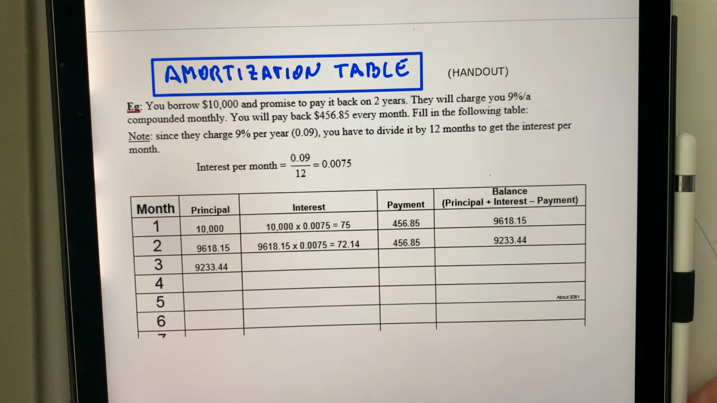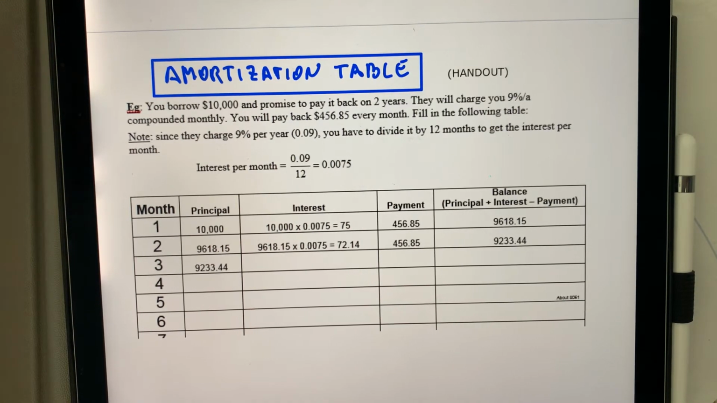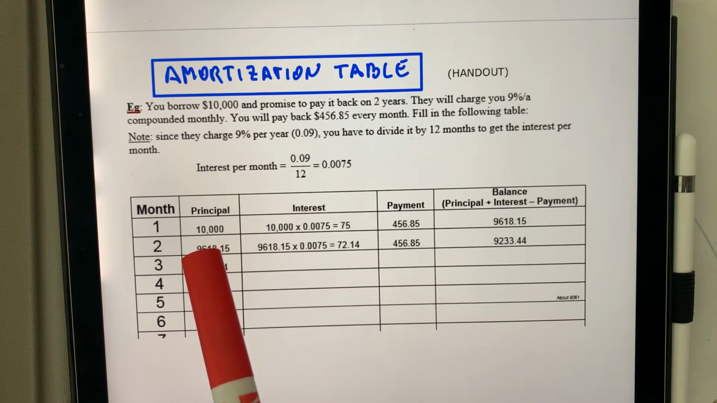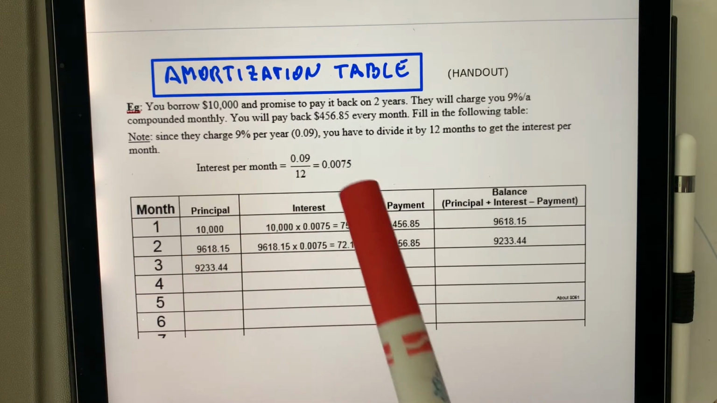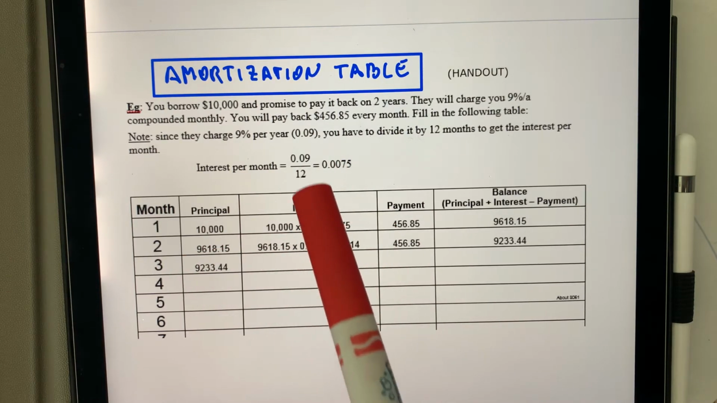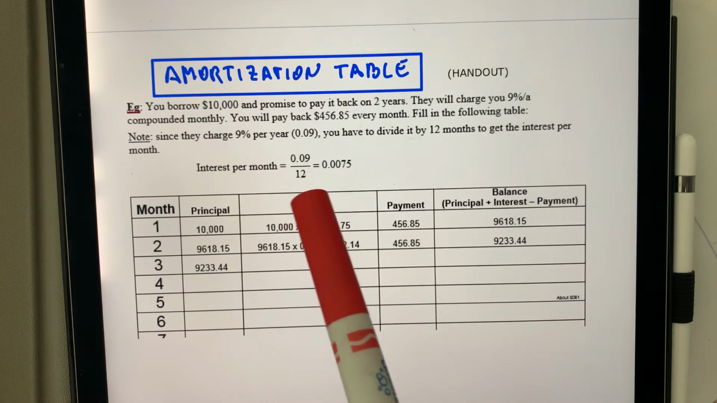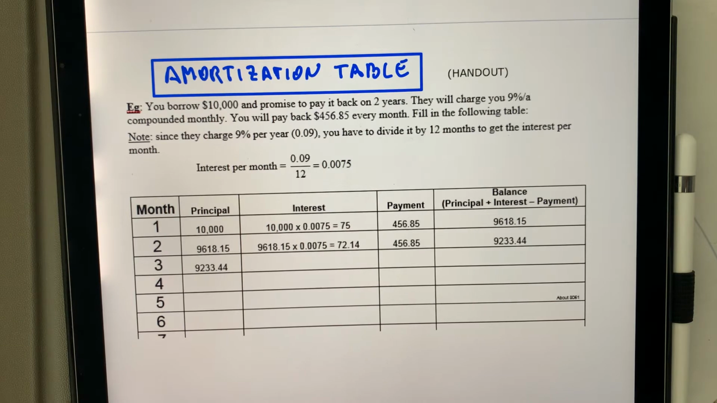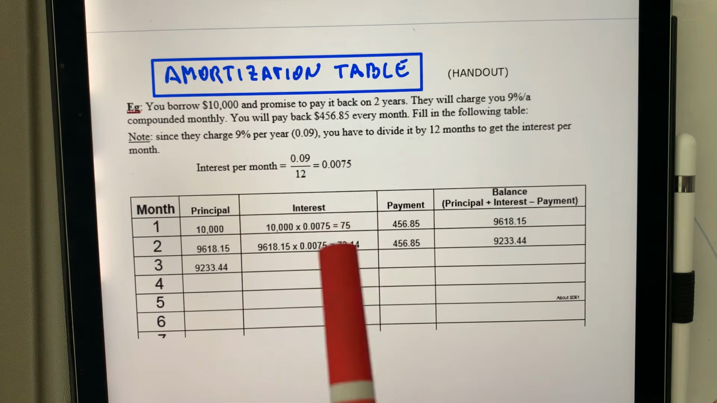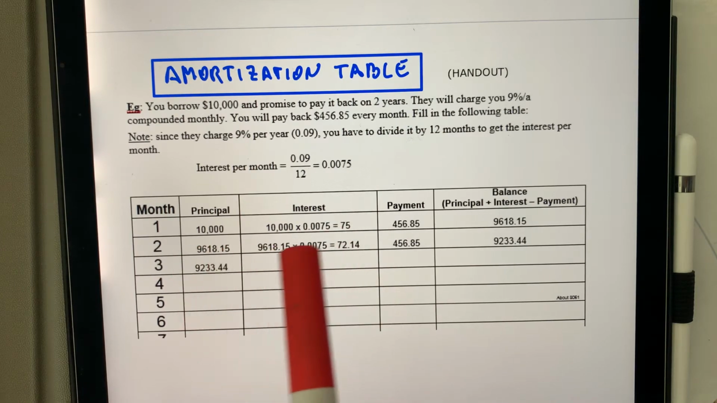If you have the principal of $10,000 and they charge you 9%, and they charge you every month, so we're gonna divide that by 12 to figure out, okay, if it's a full year, it's 9%. In 1 month, it's 0.75%, which is 0.0075. So how do we figure things out? So $10,000, you borrow money, they'll charge you interest first, and that's going to be $75 extra dollars. So now you owe $10,075.